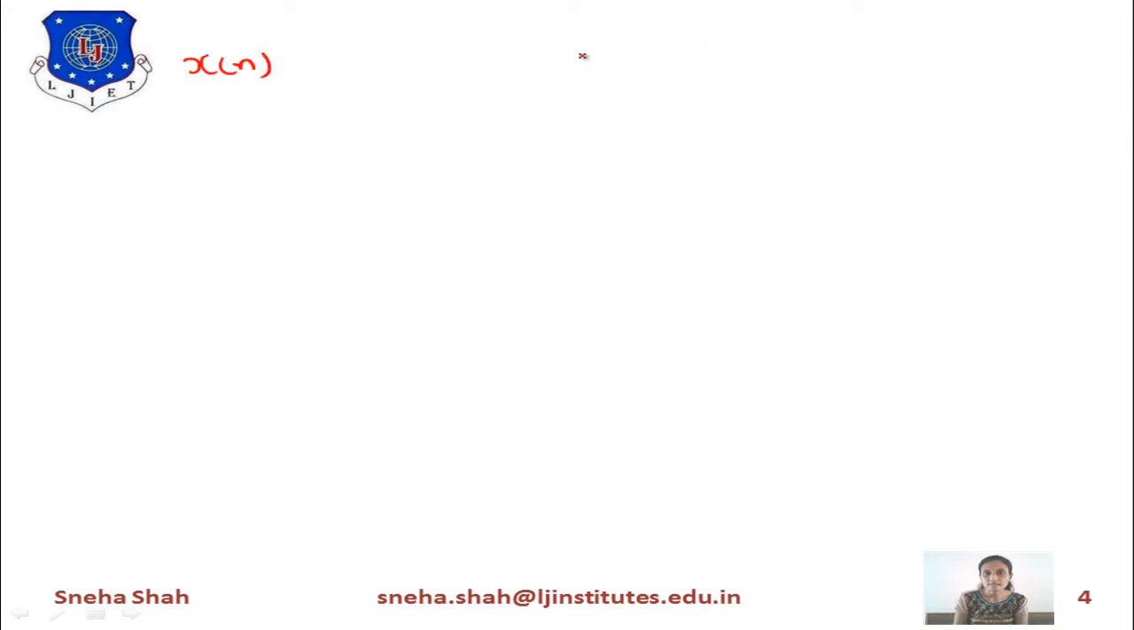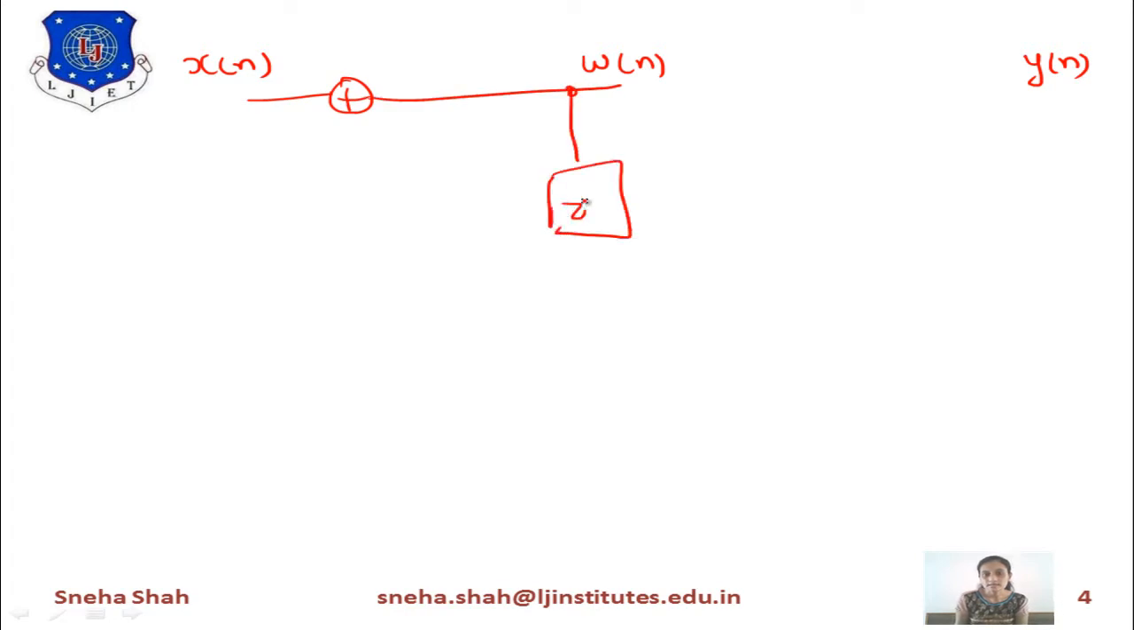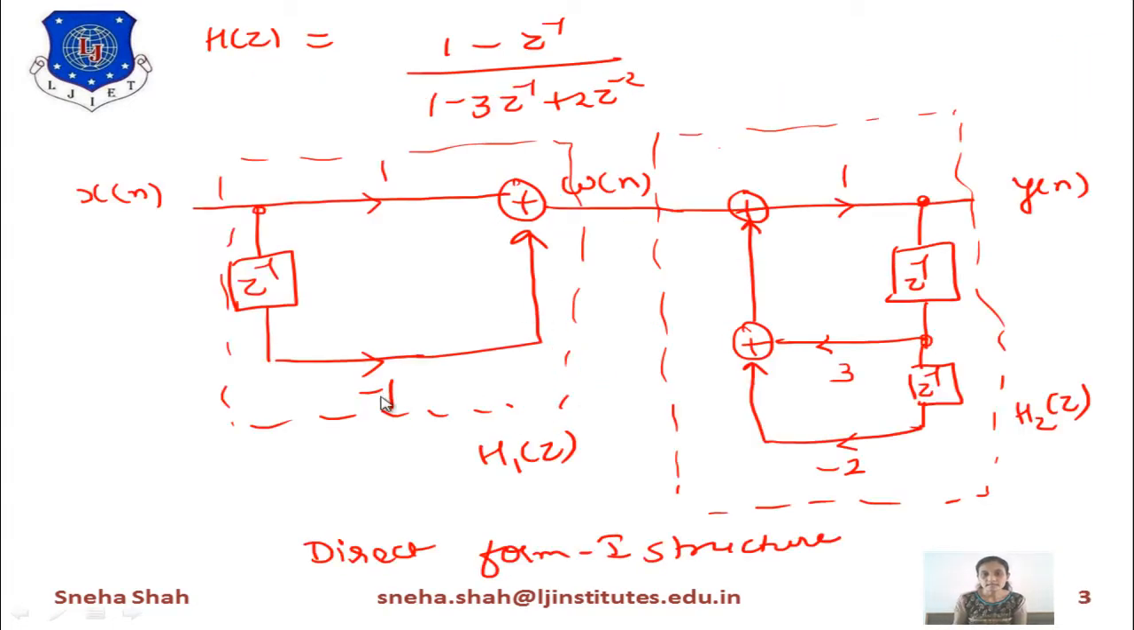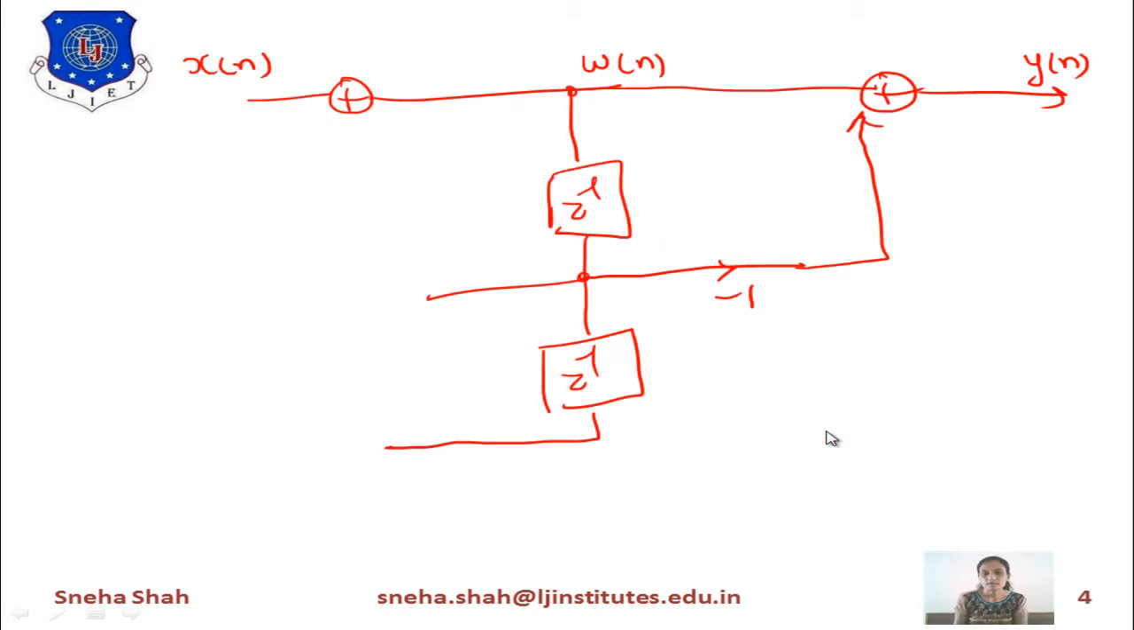If I am taking x of n as input, w of n as the intermediate term, and y of n as the output, then starting from this plus, z inverse, plus, and the 2 z inverse are merged. So it will be like this. Now from this minus 1 goes over here, and from this we will take another z inverse term. You can see from this over here the terms are minus 1, 3 and minus 2. So I have drawn this minus 1, over here we will draw 3, and the last term we will draw like minus 2.